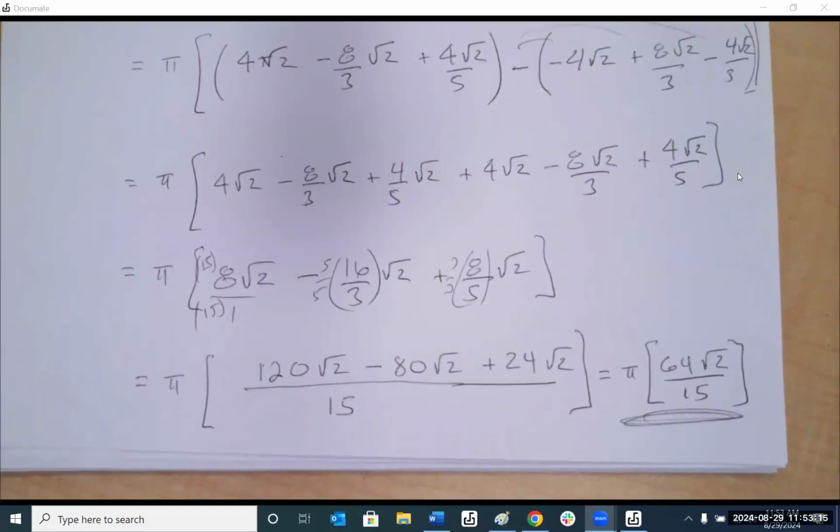Yeah, it's true. Okay, those are the first two methods, the slice method and the disc method. The third method is the washer method, where we have an outer and an inner one. We have to subtract the two differences. We'll do that next week, because it's going to take us another half hour, 40 minutes to do those.